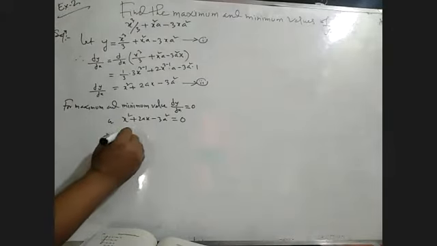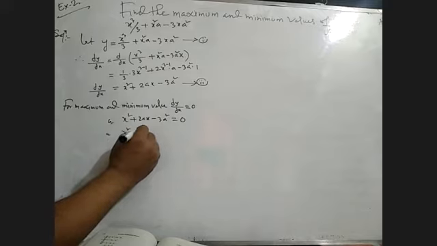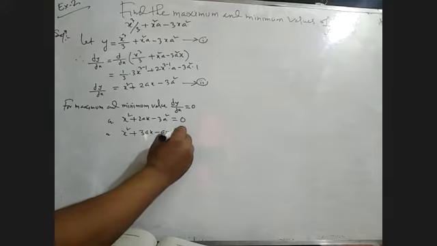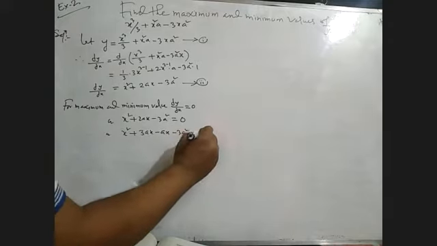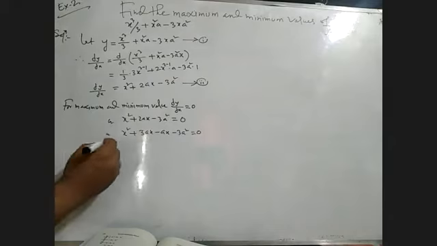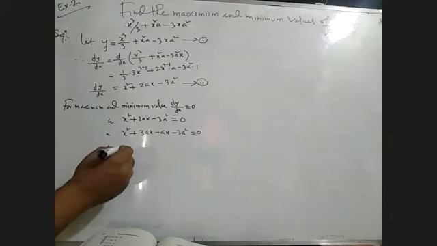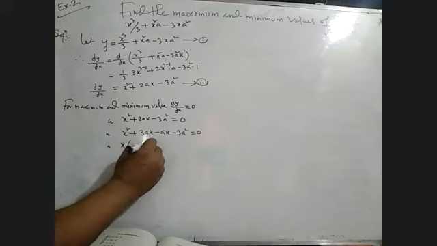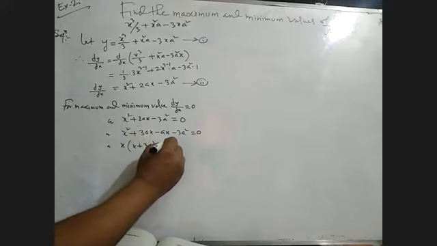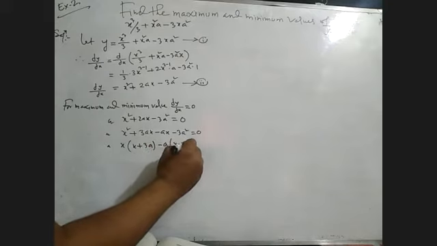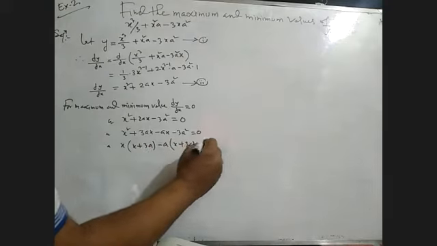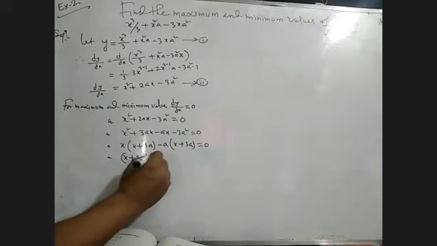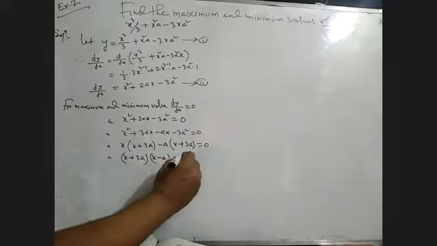So this can be written as x square plus thrice ax minus ax equals to 0, applying the middle term factor method. X common, x plus thrice a, minus a common, x plus thrice a equals to 0, or x plus thrice a into x minus a equals to 0.